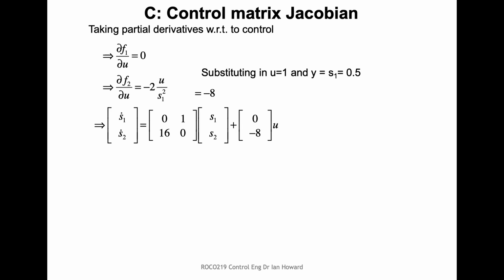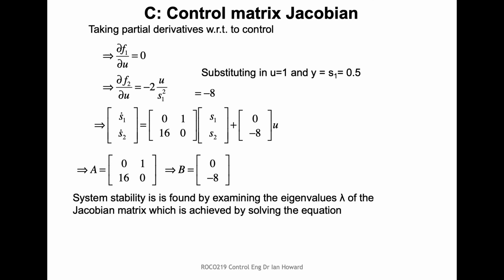This then gives us the linearized equation around the control point at equilibrium, and as we can see, we've got x dot equals A x plus B u, right? So A is going to be this, 0 1, 16 0, and B is going to be 0, minus 8. Now we're asked to look at the stability of the system, and we have to do that by looking at the eigenvalues of the system, which is going to be related to the A matrix.